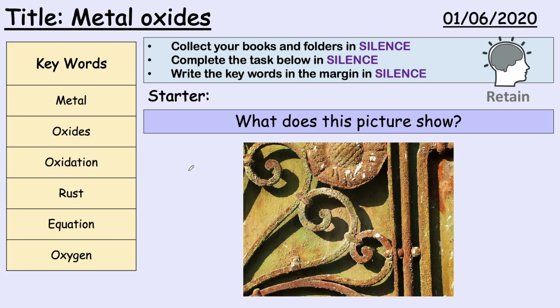Hi guys, today's lesson is on metal oxides. And today we're going to start off with a very simple question because it's the start of a new topic. What does this show? So pause the video, have a think, then unpause and we'll go through the answer.